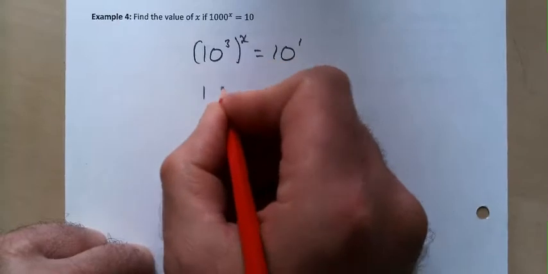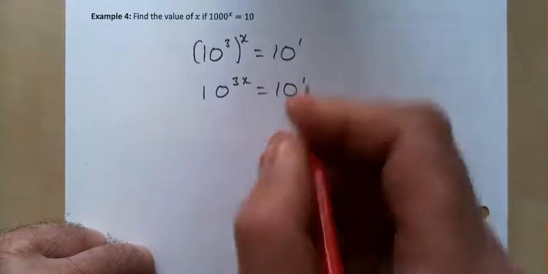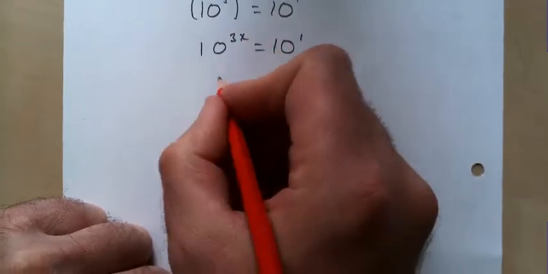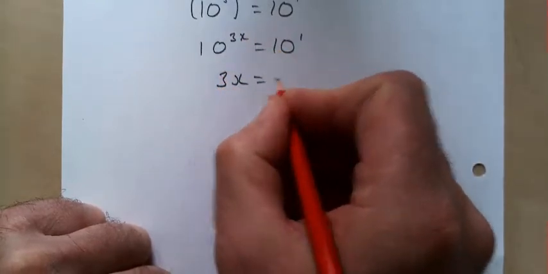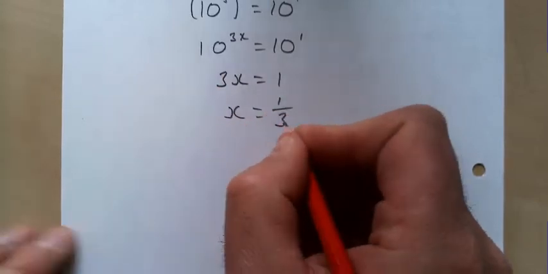That means we have 10 to the 3x equals 10 to the power 1. Again, same as all the other questions, I now have 10 to a power equals 10 to a power, so those powers must be the same. 3x equals 1, and then x equals 1/3.